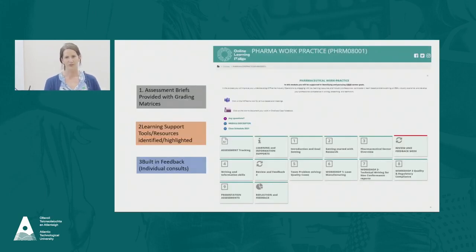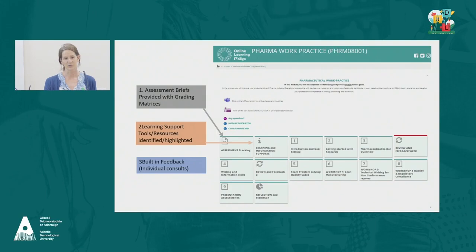So I also, in terms of roadmaps, looked at simplifying my Moodle page. I actually took away all graphics to start with, and maybe I'll change that as it goes on. But I just provided all the assessment briefs with the grading matrices at the outset, so they have to self-manage the process. Provided the learning supports and tools in one tab.